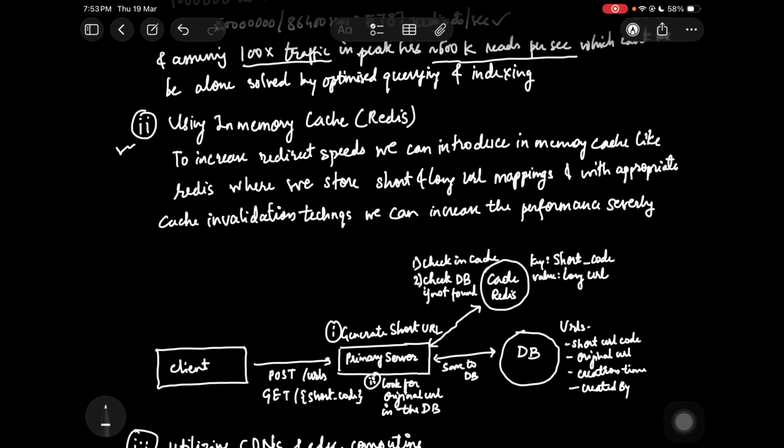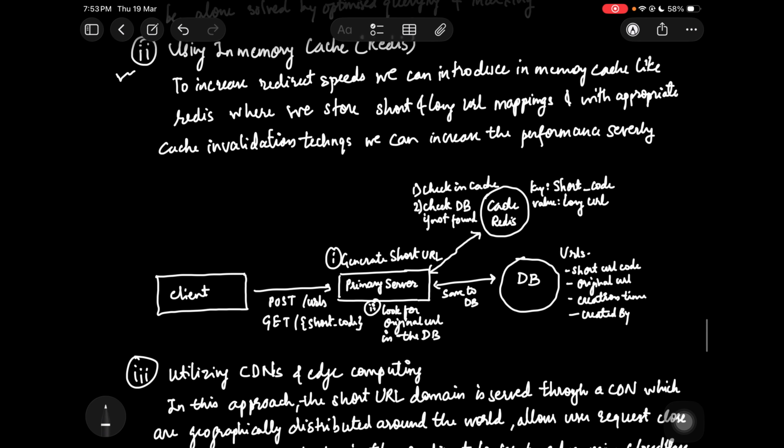So the logic is very simple over here. Whenever the client calls this get API with the short code, that request goes to the primary server and it checks the Redis, our cache. If it's there, we redirect immediately without even touching the DB. But if it is a cache miss, then we update the cache for the next user, get the long URL from the database, and redirect the user using a 302 redirect. By using appropriate cache and invalidation techniques, we ensure that the data stays fresh in the cache as well.